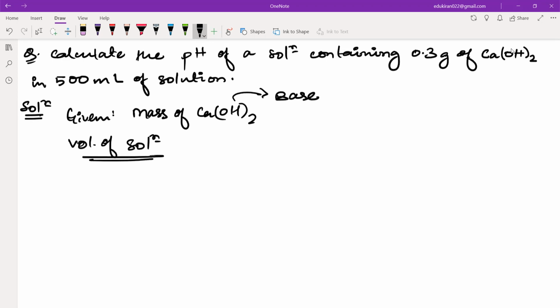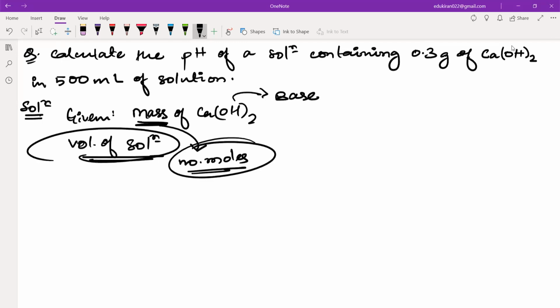Yes or no, guys? Yes, sir. Okay. Now, you tell me, if I have the mass, what can we get? Number of moles. Number of moles we can get. If I have number of moles and if I have volume, then what can I get from these two things? Concentration. Molarity. Molar concentration, molarity.